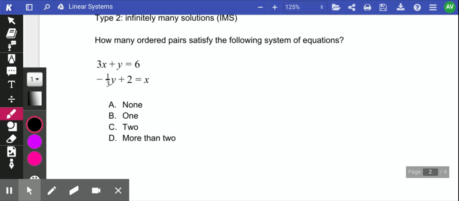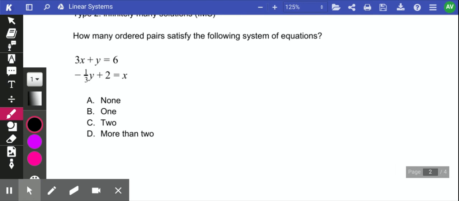Okay, so for this problem, there are a couple of ways that we could approach this. Let me show you that it's the same line. I think that's a good way to do this. So the first thing I want to do is get these in the same order. See how this one is 3x plus y equals a number. Let's make this also look like x plus y equals a number.